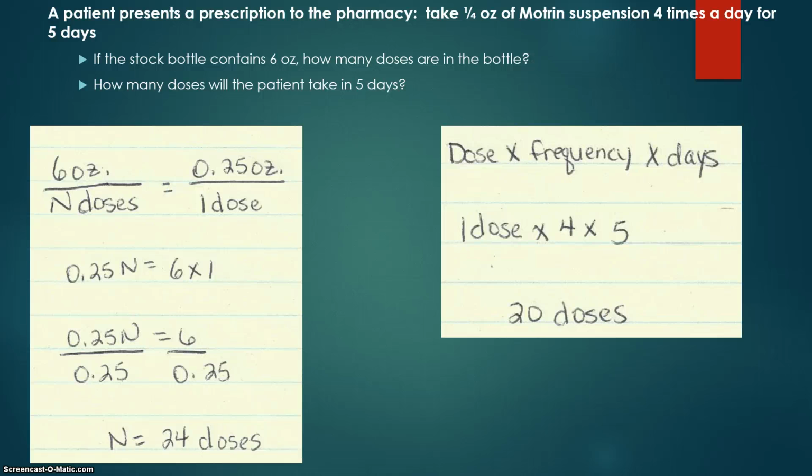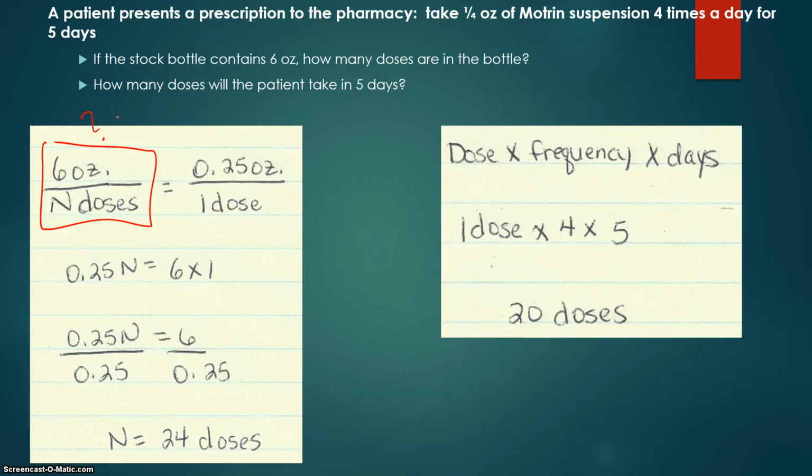Another example: a patient presents a prescription to the pharmacy. Take 1/4 ounce of Motrin suspension 4 times a day for 5 days. If the stock bottle contains 6 ounces, how many doses are in the bottle? How many doses will the patient take in 5 days? For this, we can use a proportion as well. Our question is, how many doses are in the bottle if the stock bottle contains 6 ounces? So our left side is the question, and our right side is the relationship.